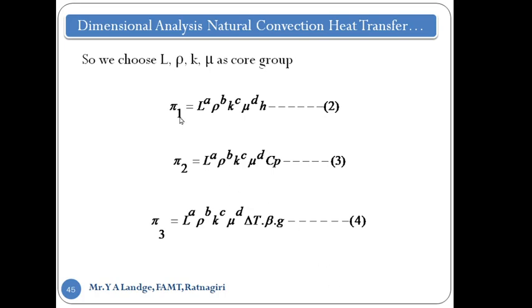Now the reason why I am writing all the pi 1, pi 2 and pi 3: we have the 7 variables and there are the 4 fundamentals. So as per the Buckingham pi theorem, we can make 3 groups, because 7 minus 4 gives 3. Now we will solve one by one the first group, and see which dimensionless number we get from this one, and from the equation number 4 which dimensionless number we get. So from the pi theorem there are 3 dimensionless numbers. Let's see which are those.